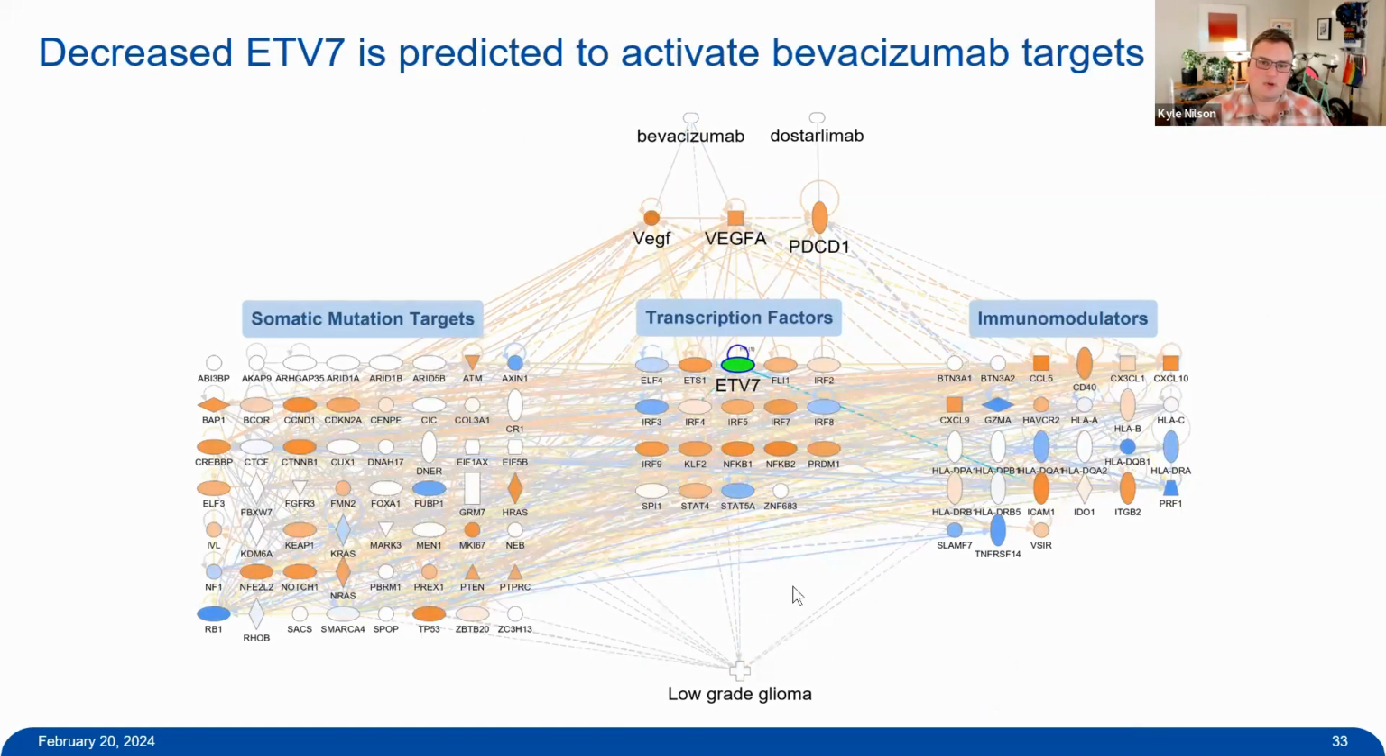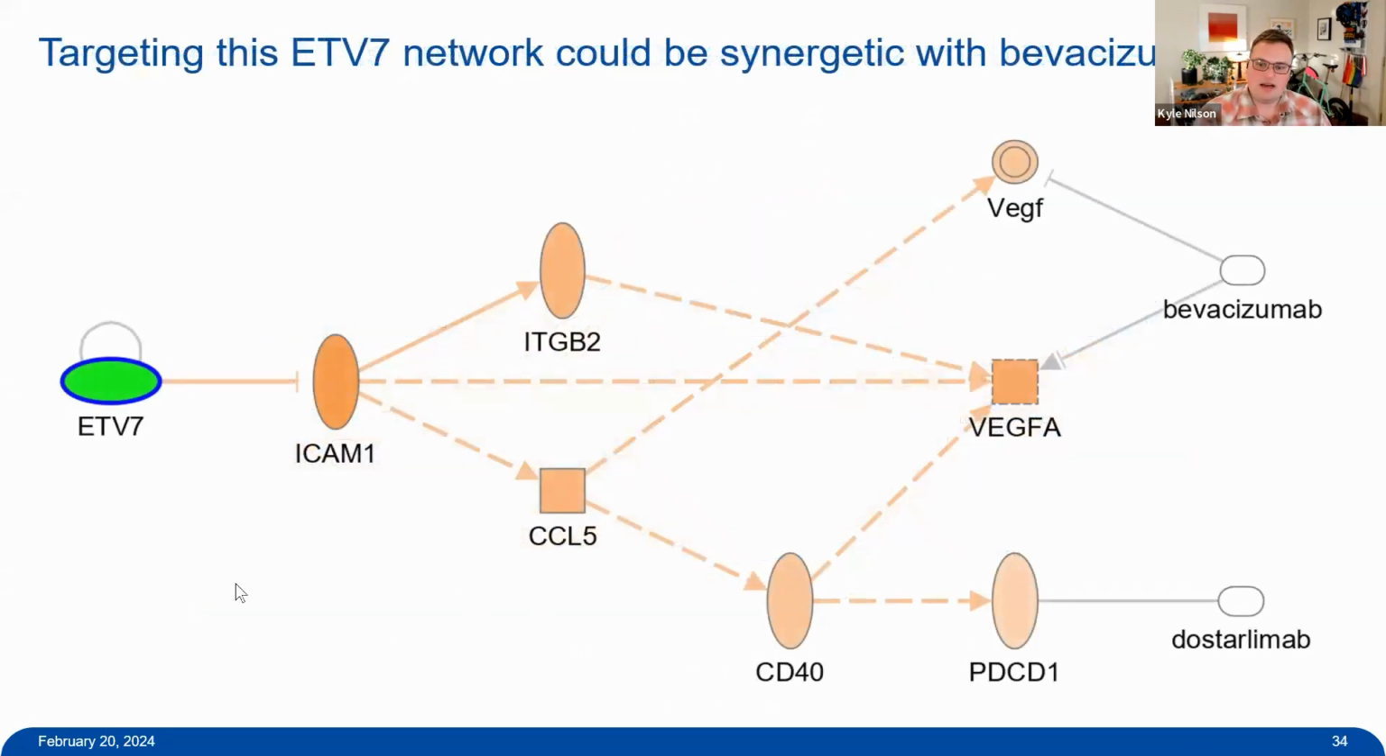However, this is where we can see a potential issue. If we instead simulate a decrease in ETV7, which is what we see in the poor survival cohorts for low-grade glioma, this in turn is leading to activation of bevacizumab targets and VEGF receptor. So at this point, it's just a matter of simplifying the network and trying to identify ways to tease out this particular network and come up with a potential mechanism that leads to a good outcome.